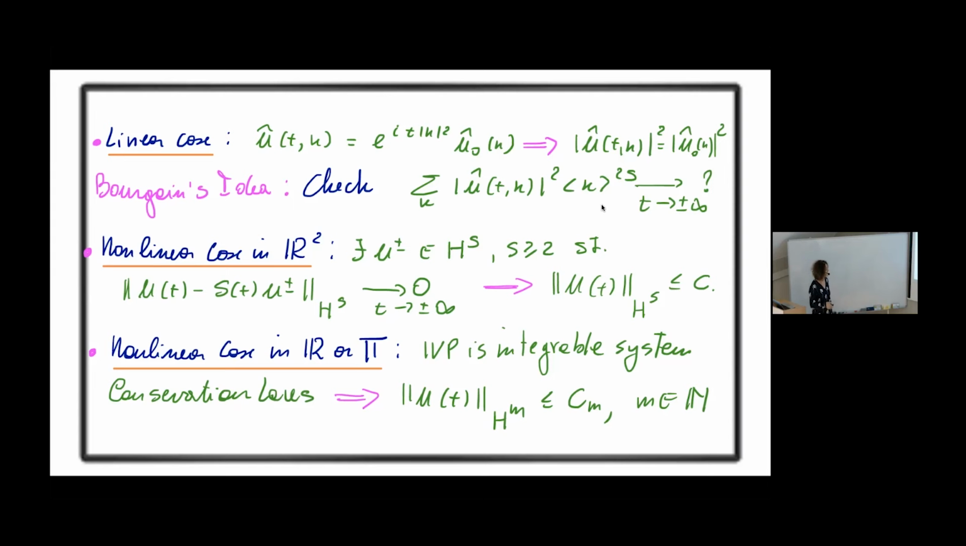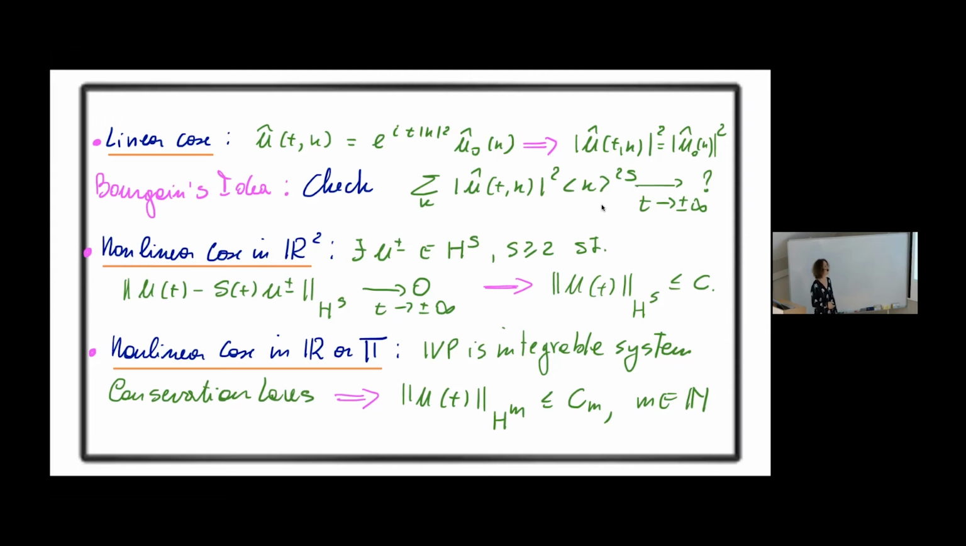And as I mentioned before, if we are in dimension one, the initial value problem that I just presented, which is the cubic one, it's an integrable system. And if you combine the conservation laws that you have in the right way, you can say that any H^m, where m is a natural number, is also uniformly bounded in time. So the question of what happens to this quantity, the first interesting question is in the periodic dimension two cubic.